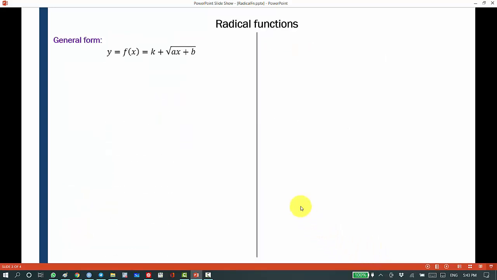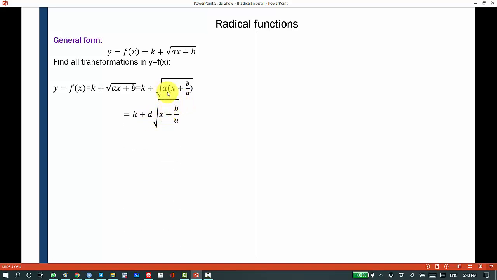The general form of a radical function is k plus square root of ax plus b. We can show that y equals f of x is a child function for the parent function y equals square root of x. To do that, we take a as a common factor, x plus b over a. Then we take the square root of a, denoted by d. What remains under the radical sign is x plus b over a.